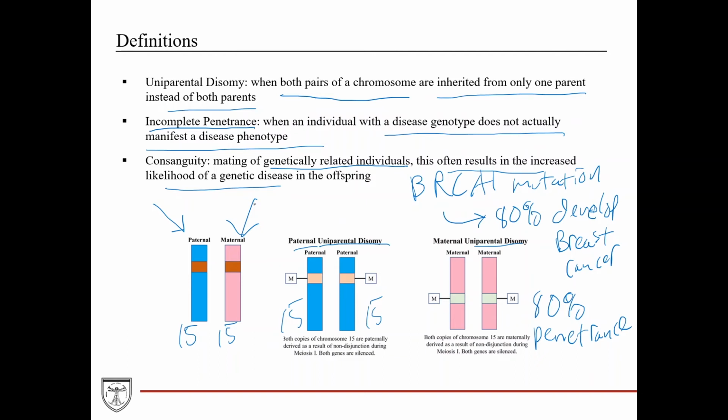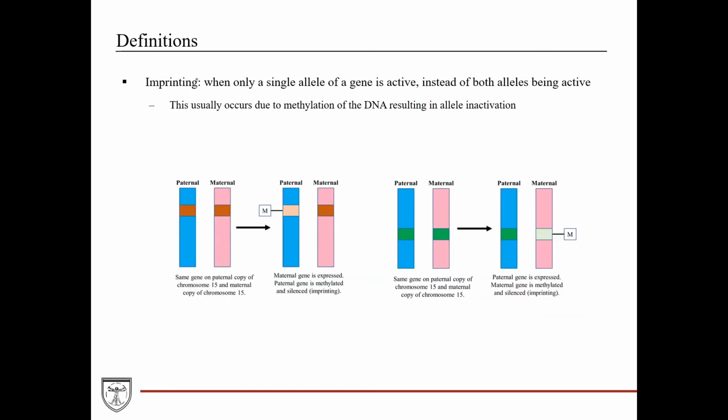As a result of that, you often see a higher incidence of certain inherited genetic disorders, and that's what contributes to that partially. The concept of imprinting, so this is when a single allele of a gene is active instead of both alleles being active. And this is often due to methylation of the DNA resulting in inactivation of one of those alleles.